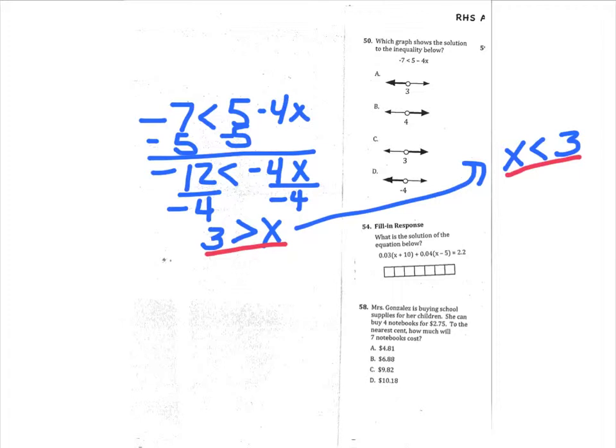So I know, well, I can get rid of choices B and D because those have 4 and not 3. So I now have narrowed it down to A. I know it's an open circle. They were all open circle, but it's open circle because there's no equal sign underneath. And I need the one that has the arrow pointing to the left, so that would be this one.